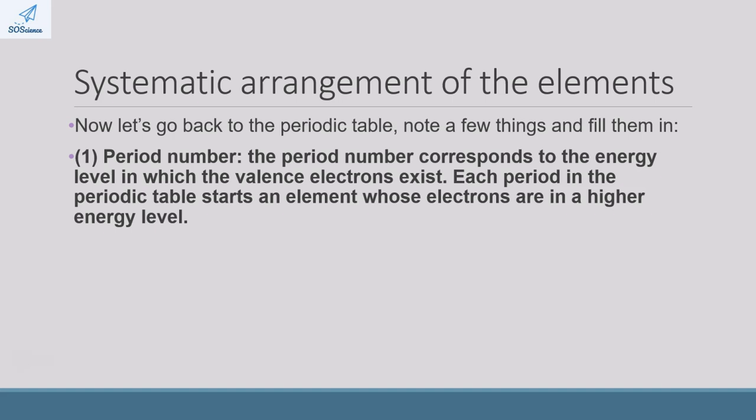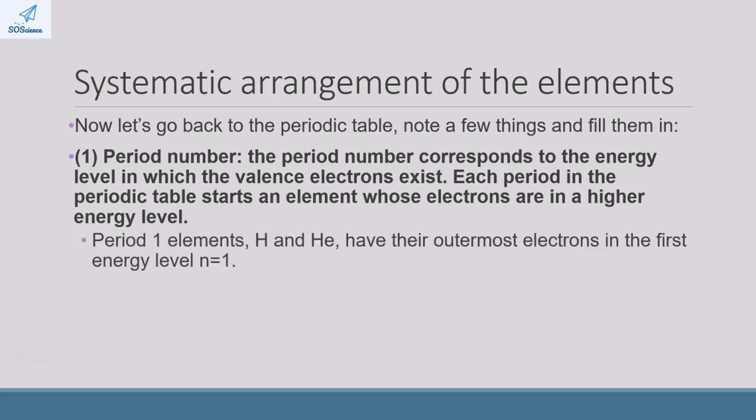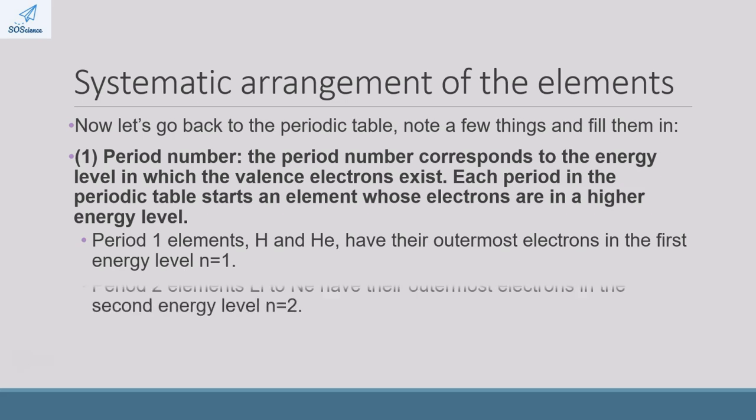So the first thing that we need to recall is that the period number, that is the row number, corresponds to the energy level in which the valence electrons exist. Each period starts with an element whose electrons are in a higher energy level. So in period 1, we have elements hydrogen and helium, and their outermost electrons exist in n equals 1. And in period 2, we have the elements lithium to neon, and their outermost valence electrons exist in n equals 2.